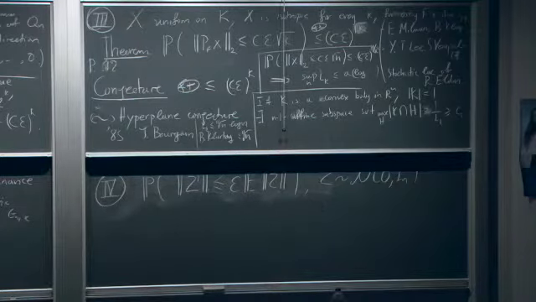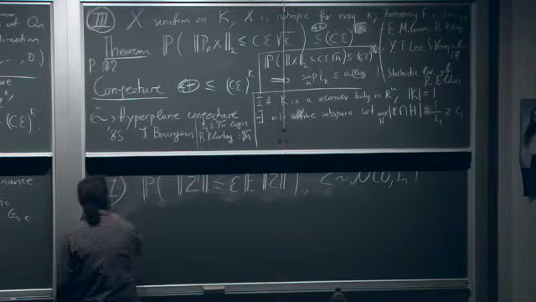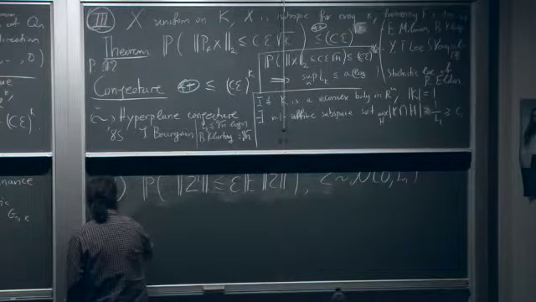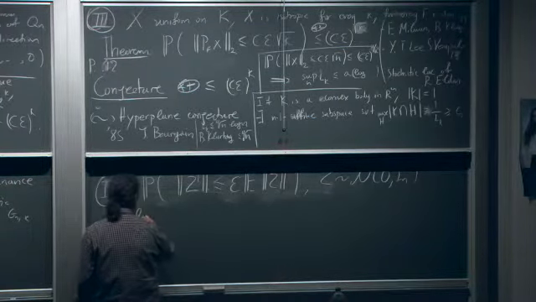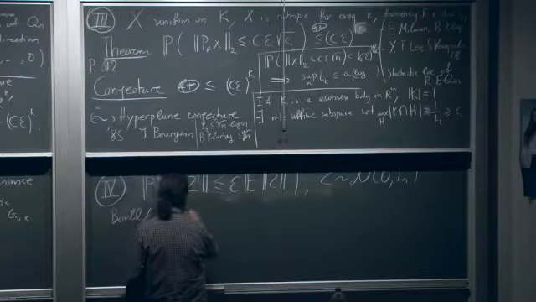Gaussian vector. Now, on this one, on the Gaussian measure, we know much, much more. So, first of all, we know the solution of the isoperimetric problem. This is due to Borell and also to Sudakov and Tsirelson.